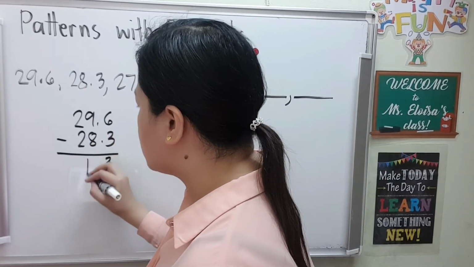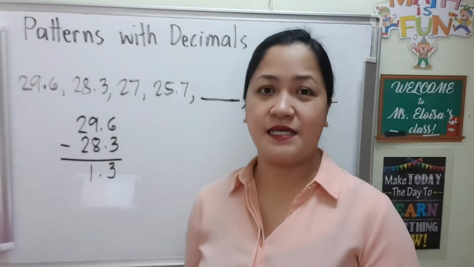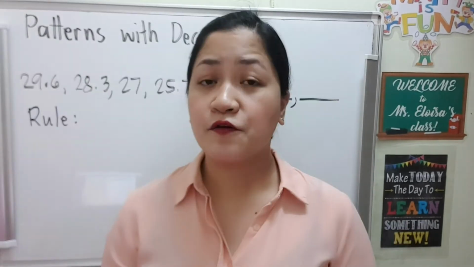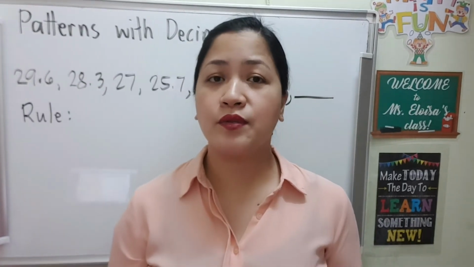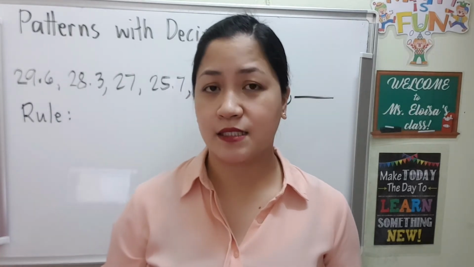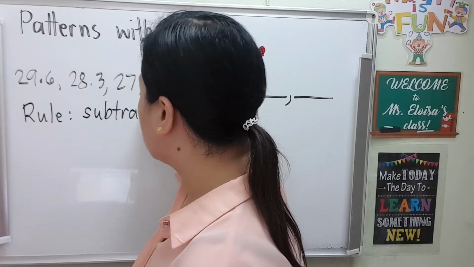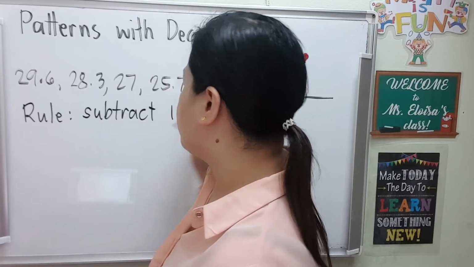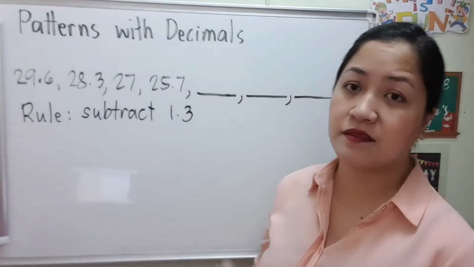9 minus 8 is 1, and 2 minus 2 is 0. So that means the difference is 1.3. So from that, we will get our rule. So from the start, we know that we will be subtracting to get the next term. So the rule will be to subtract 1.3. Now we are given here 4 terms and we are going to find the next 3 terms.